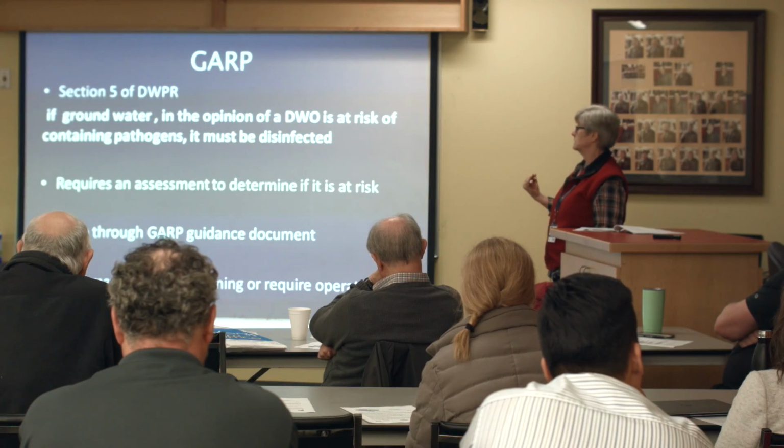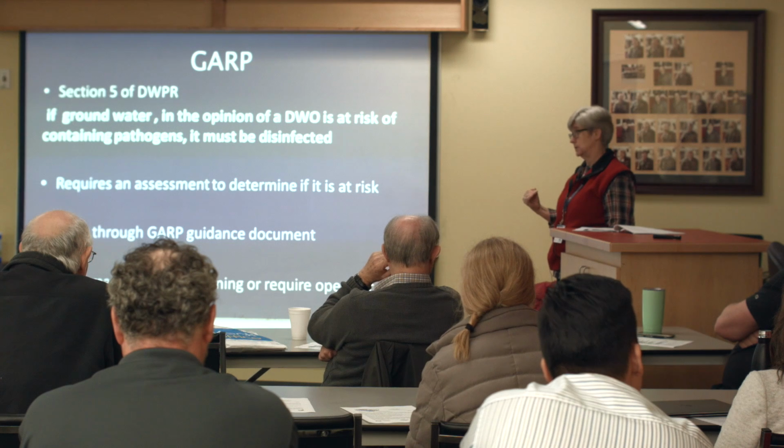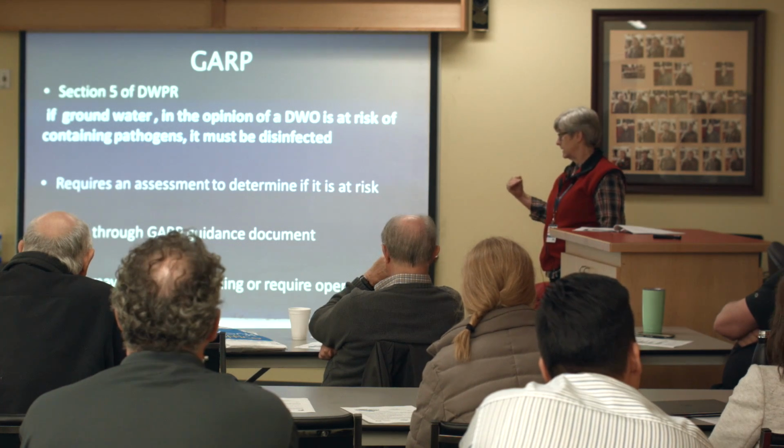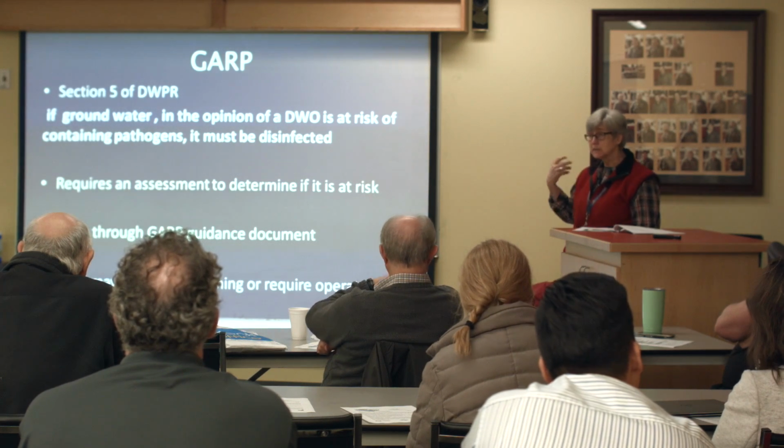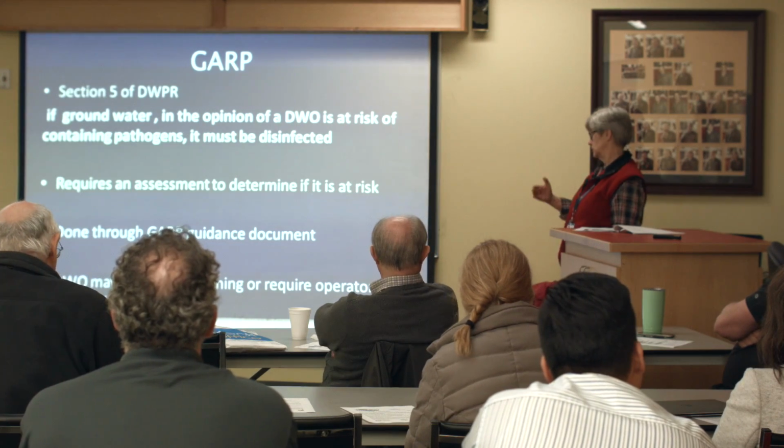Before you can tell if it's at risk of containing pathogens, you have to do an assessment. And the GARP guidance document does lay out all the steps that you go through to do it. One of them is an initial screening tool, and we'll see a little bit more about that later. So my hope is that when our drinking water officers come out, they'll do it with you, so that you're both looking at the same thing at the same time, and there's that chance for interaction.